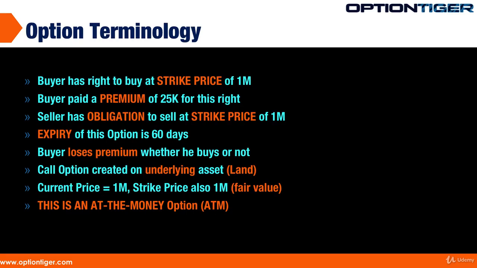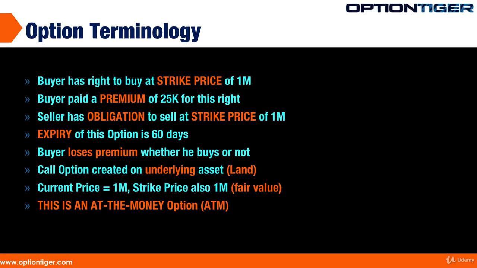So at this point, we should introduce some option terminology. The buyer has the right to buy an asset at a strike price of $1 million, because that's the price where the contract between the buyer and the seller was made. So the strike price is the price at which the option contract is created between the buyer and the seller. And so in this case, it is $1 million, and that's the strike price. Buyer pays a premium of $25,000 for this right, as we said. And then the seller has the obligation to sell this land at $1 million, which is the strike price again. The expiry of this option is 60 days.